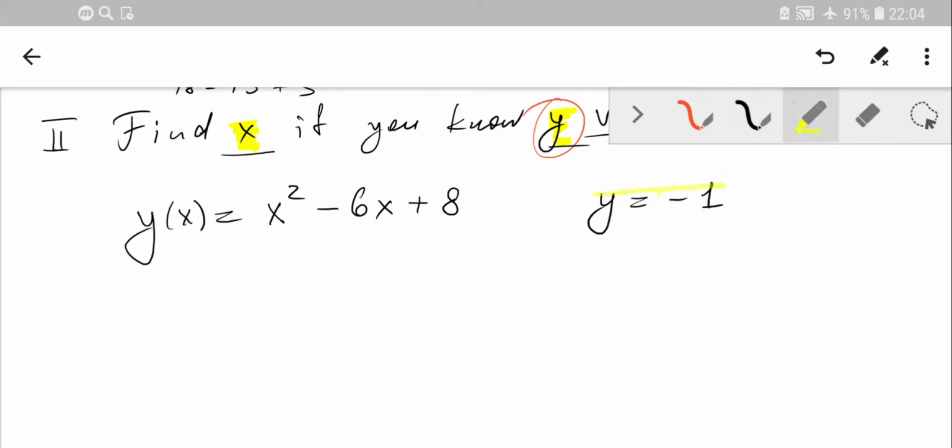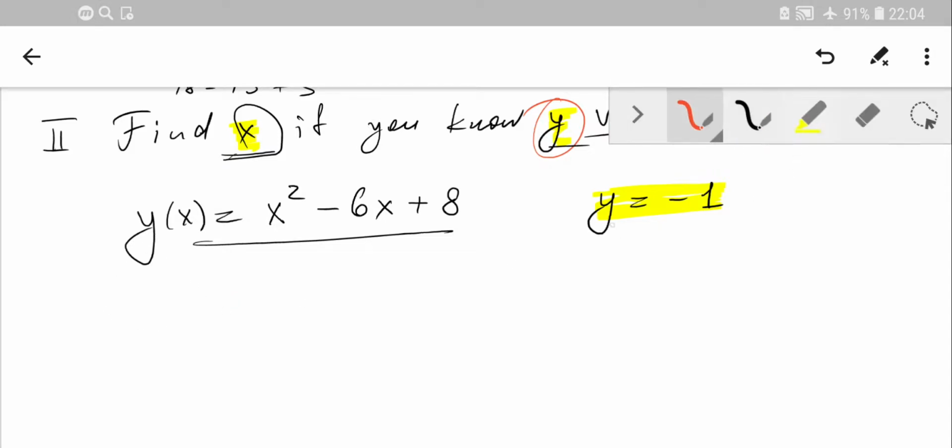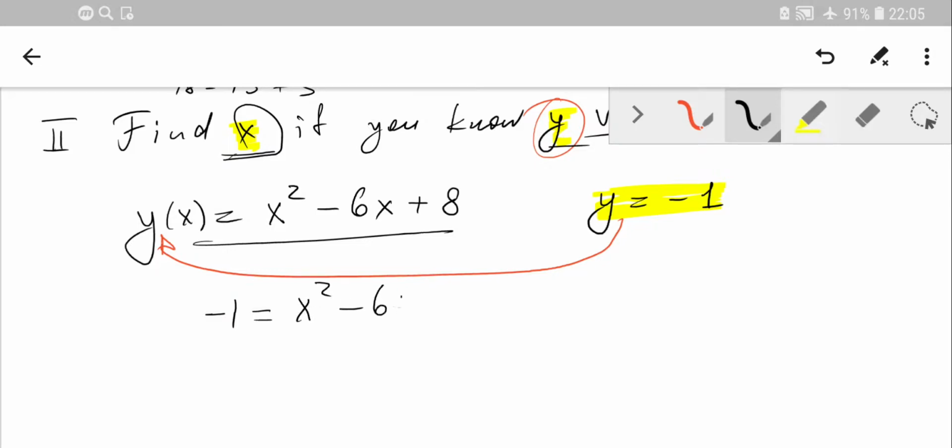All right, so we know y value, and we need to figure out x value from that, having this quadratic equation and quadratic function y equals x squared minus 6x plus 8. All right, what we're going to do, we just need to put -1 instead of y. That works in inverse way. So we simply put -1 instead of y, and we'll get the following equation. Now it's an equation with one variable, and now you need to find x, means solve that, please.